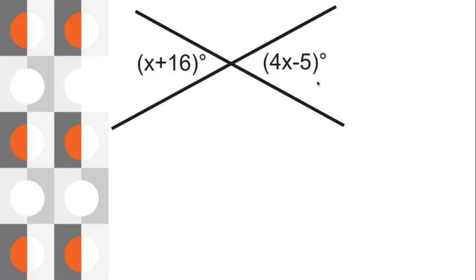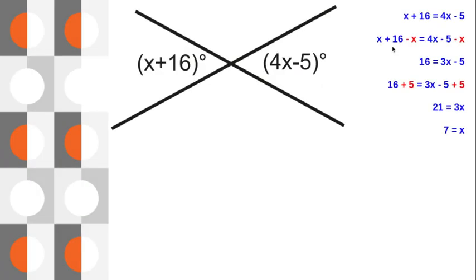So looking at this problem again, that means we can set up an equation. x plus 16 has to equal 4x minus 5. Then we're just doing the algebra, so we'll subtract x on both sides, giving us 16 equals 3x minus 5. We'll add 5 to both sides. So 21 equals 3x, and thus x equals 7. Remember, one of our objectives today is that you're going to use the relationship between angle pairs to set up and solve equations. This is one of those examples.